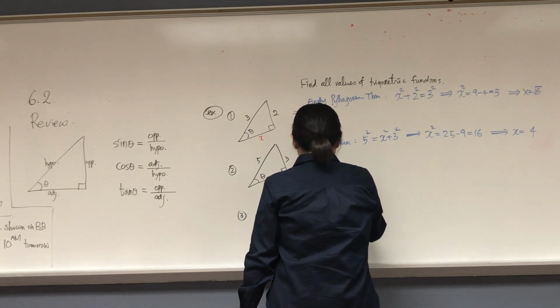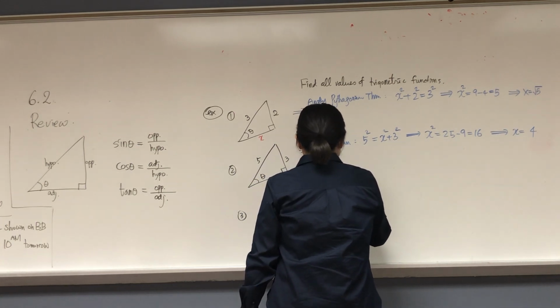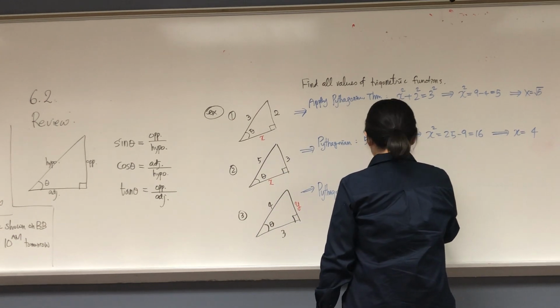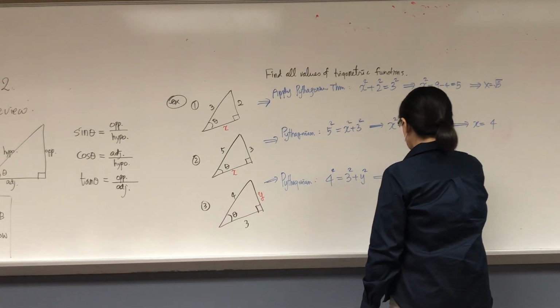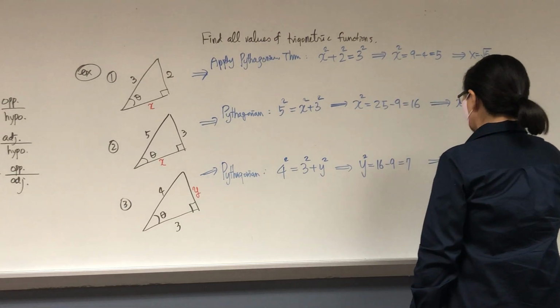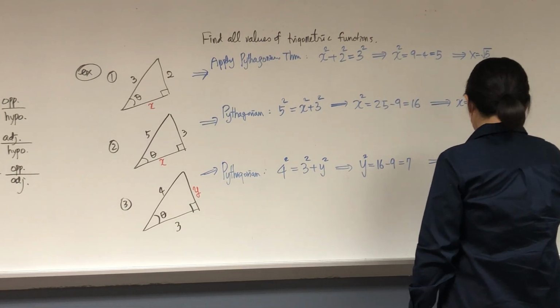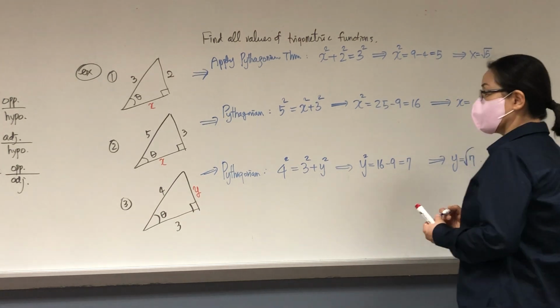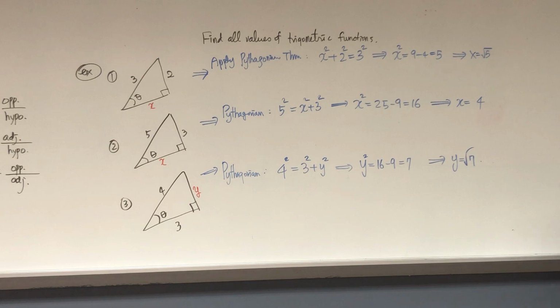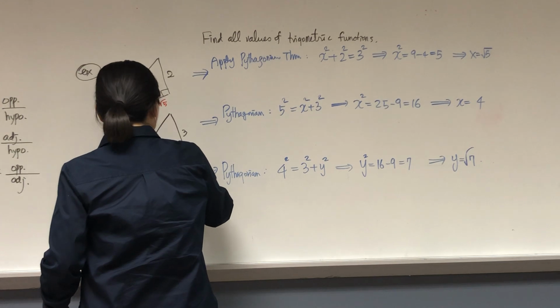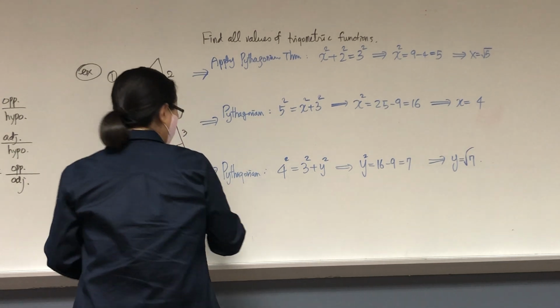This one, Pythagorean. 4 squared equals 3 squared plus y squared, right? So y squared equals 16 minus 9. It is 7. So y equals what? Square root of 7. Yep, so we prepare everything based on this. Because we know this is square root of 5, this one is 4, this one is square root of 7. Now we can answer everything.